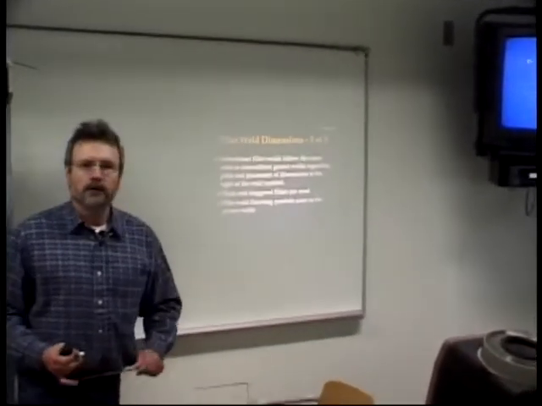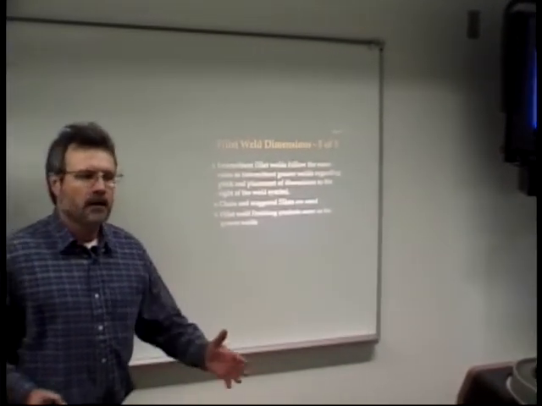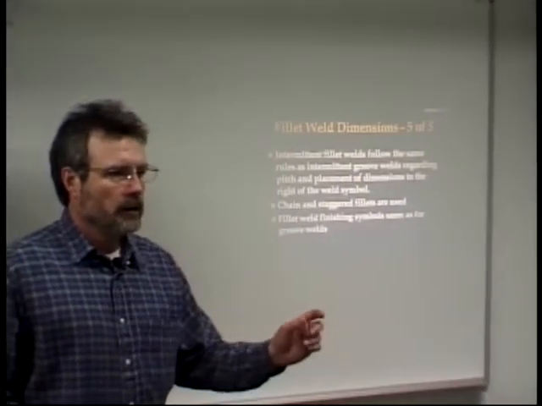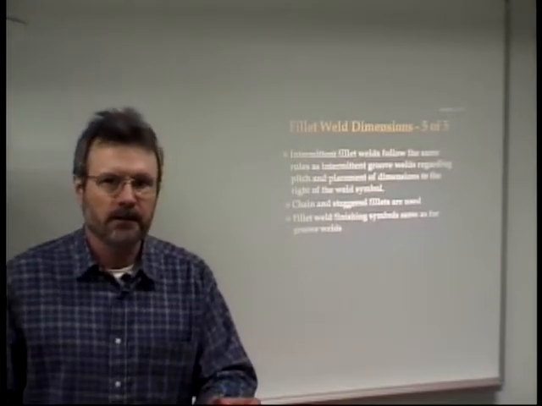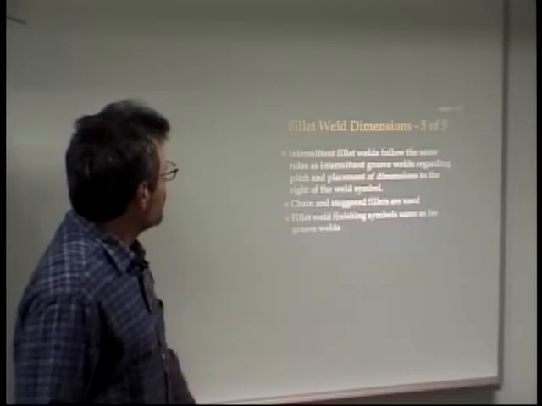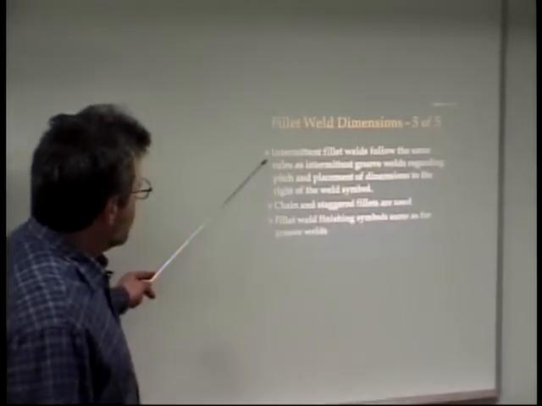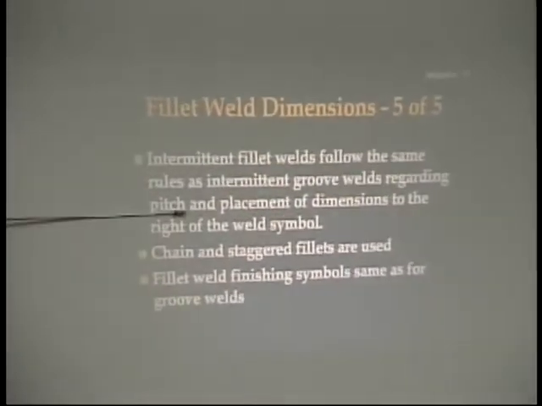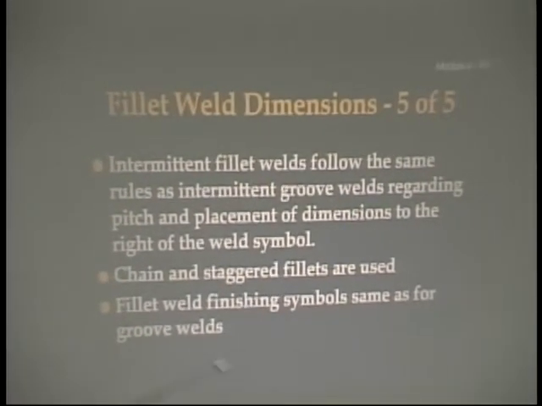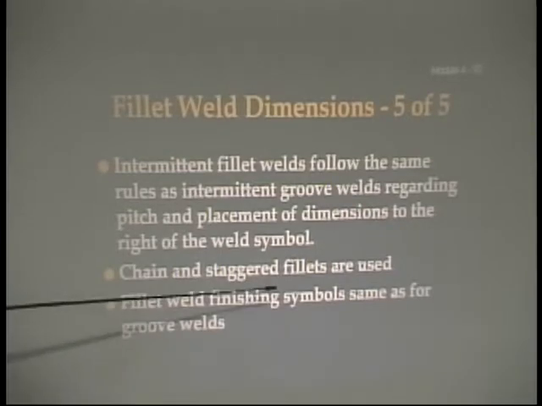Now, an intermittent fillet weld is, as the name sounds, broken up, intermittent. We might have a 3-inch fillet weld, and then we'll skip a space and put in another 3-inch fillet weld, then skip a space, put in another 3-inch fillet weld. That would be an intermittent fillet weld. Now, the pitch, when they use the term pitch, that's the distance from center to center between those fillet welds. Now, chain or staggered fillet welds are also used. Now, staggered fillet weld would be just set in opposite. And I'll show you a slide of that.